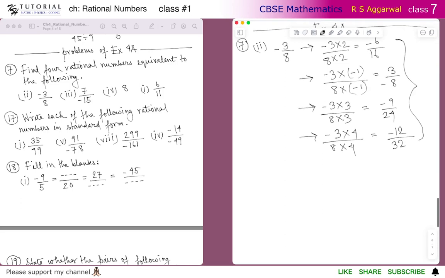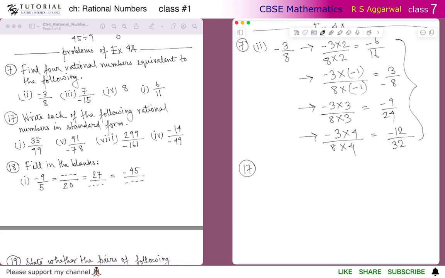I think it will be very redundant, since parts 3, 4 and the first are the same, so I will skip them. It's quite a simple concept. You either multiply or divide both the numerator and the denominator by the same non-zero integer, and you will get equivalent rational numbers.